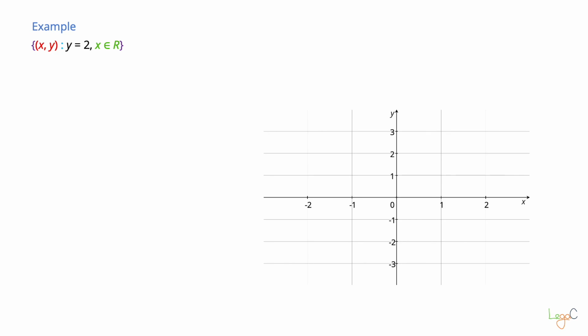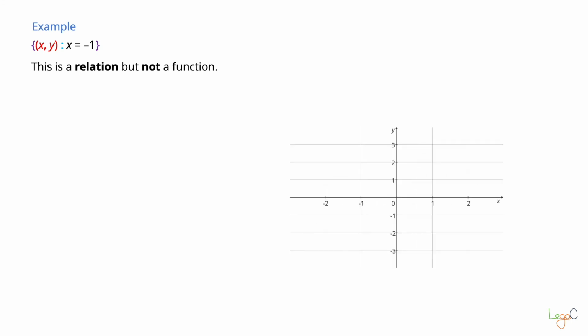In this example, we have the set of all ordered pairs x, y such that y equals 2, where x is an element of R. So the domain is the real number set from -infinity to infinity. However, the range is equal to 2. There is only one value.